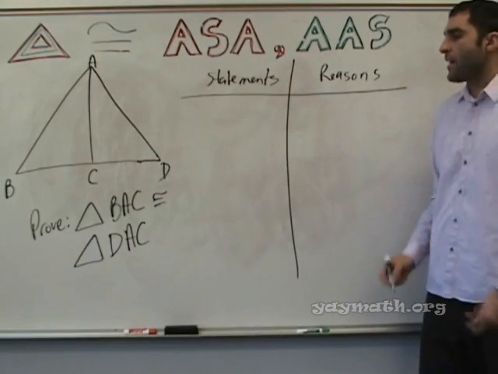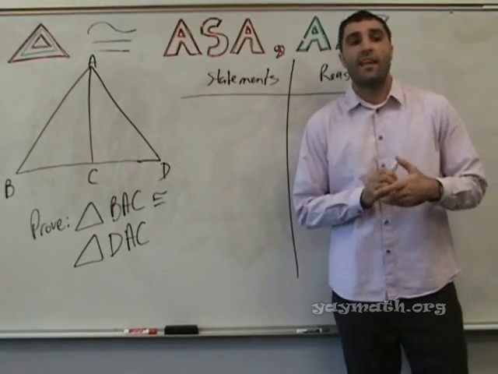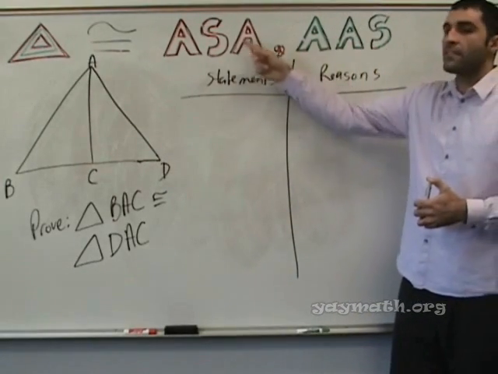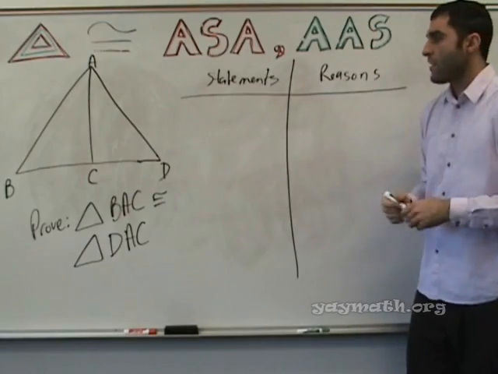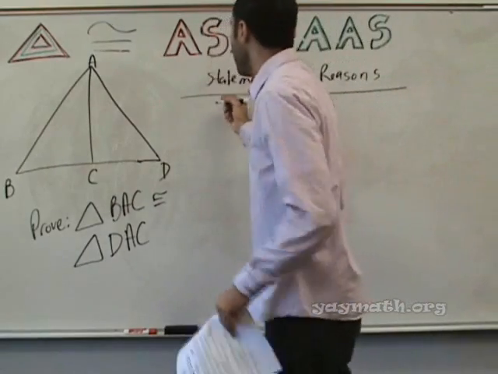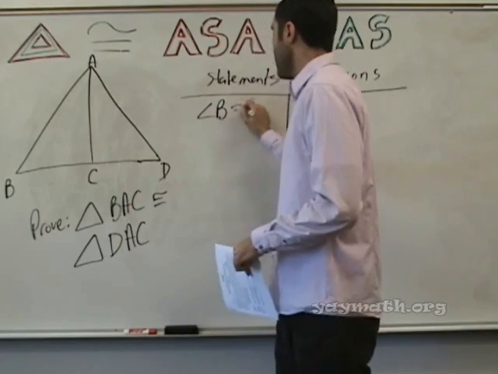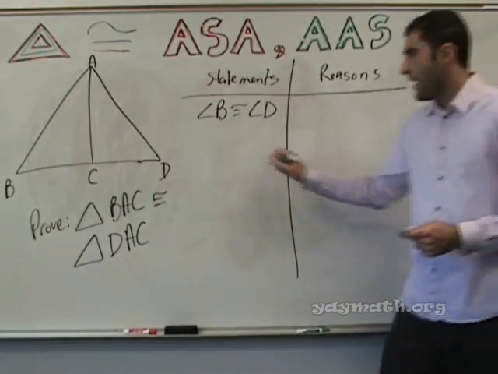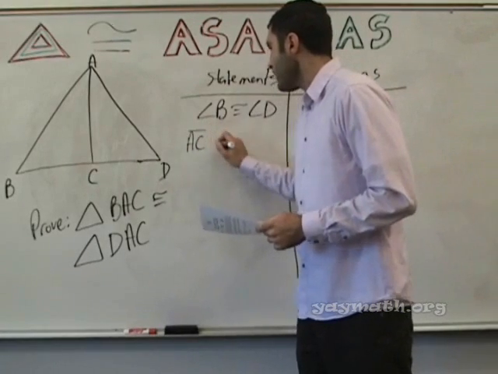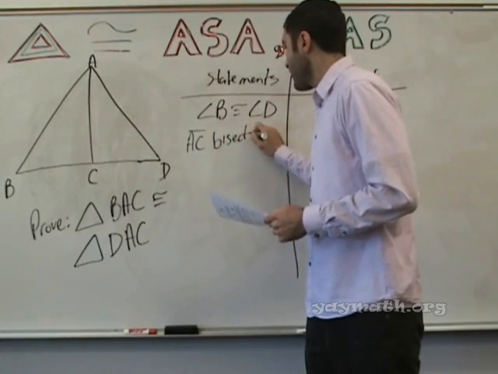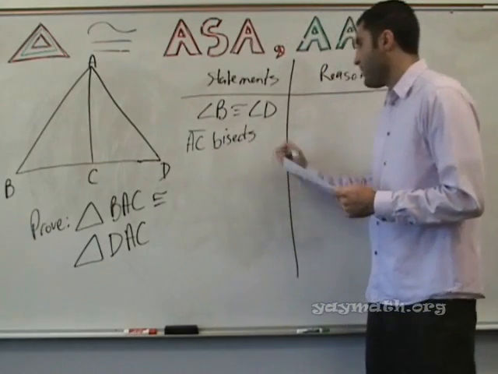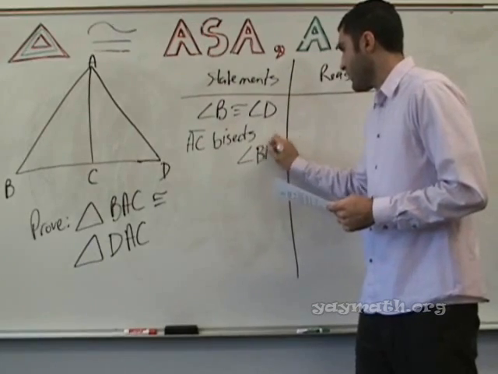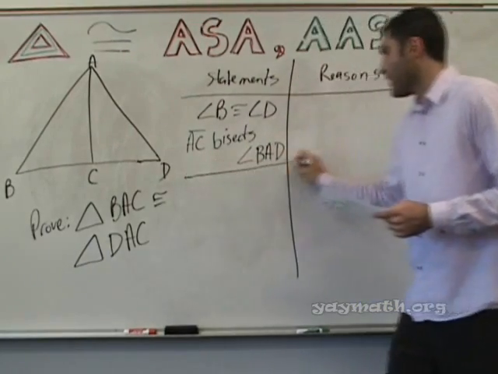So we want to prove these two triangles congruent. What are the two ways we learned today of proving triangles congruent? ASA and AAS. Right. So our goal is to get to one of these conclusions. So let's do some given statements. Given, we have angle B is congruent to angle D. That's one given. And we have line AC bisects angle BAD. All right, so there's our given.